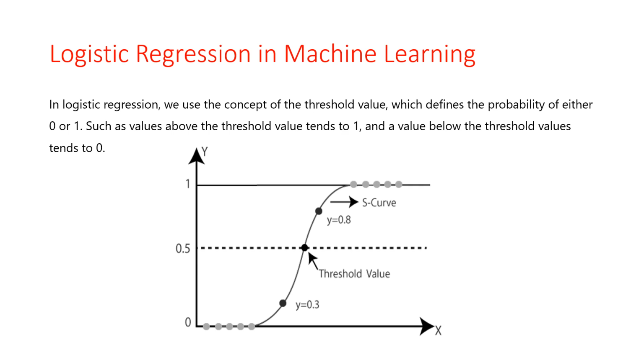So logistic regression is a significant machine learning algorithm because it has the ability to provide probabilities and classify new data using continuous and discrete datasets. So logistic regression can be used to classify observations using different types of data and can easily determine the most effective variables used for the classification. So this diagram shows the logistic function.